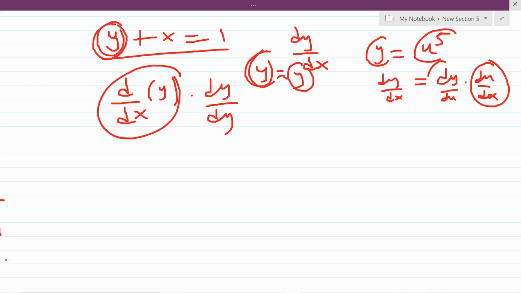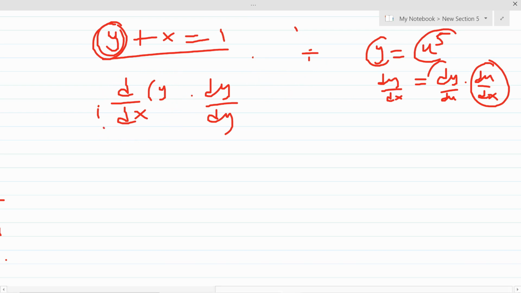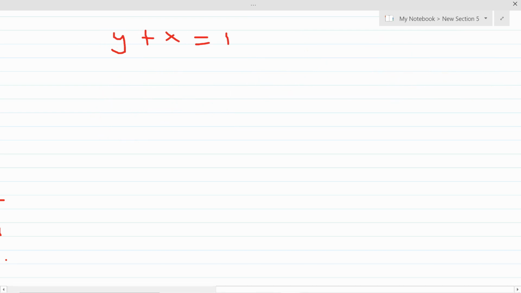I hope you get it, or are you confused? Let me write it all out for you to understand more. So in simple terms, this is what I wanted to say: y depends on these two functions, y and x.